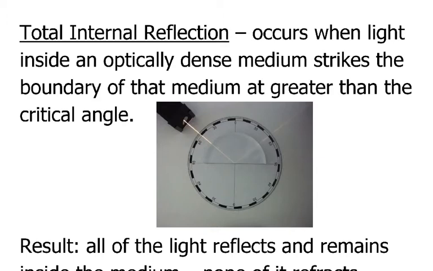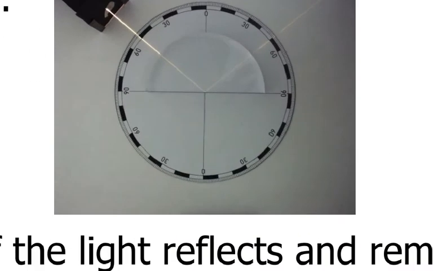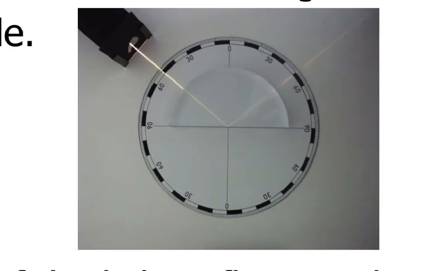Alright, so total internal reflection occurs when the light inside an optically dense medium strikes the boundary at greater than the critical angle. We have a picture of this here. So there we have a laser light.